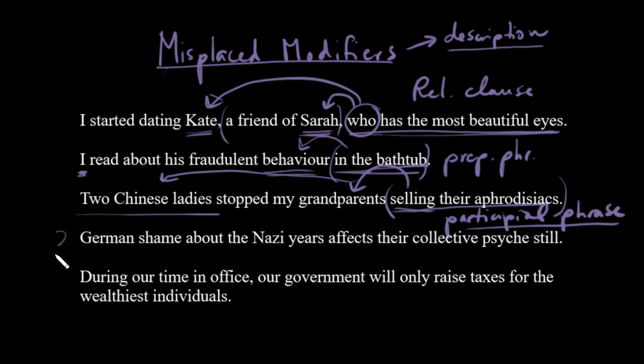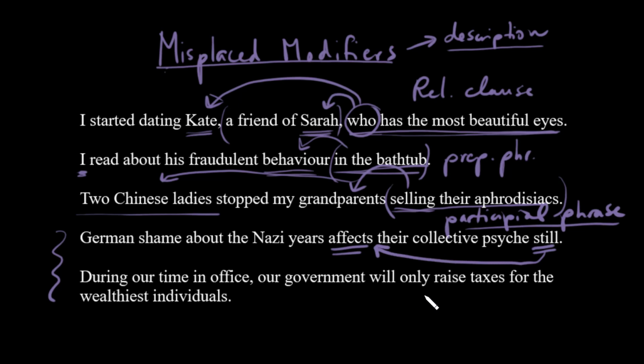The final two sentences here are trickier because they contain a single word that might be in the wrong place. And even then, sometimes you can argue about whether it needs to be moved at all. In the first one, we read, "German shame about the Nazi years affects their collective psyche still." This last word, still, is really modifying affects. It still affects. So I think it would be better to move it closer to affects. Right? "German shame about the Nazi years still affects their collective psyche." It's not terrible to have it at the end, but again, we want to think about what it really is modifying and maybe move it a little bit closer.